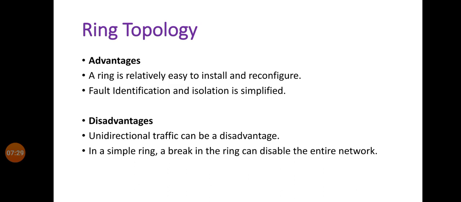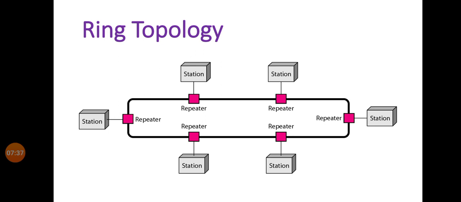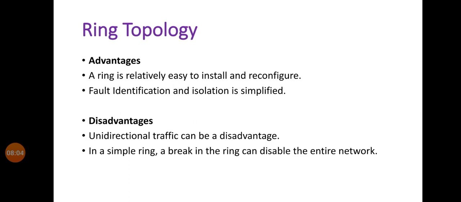Then the disadvantages are, unidirectional traffic can be a disadvantage. So what is meant by unidirectional traffic? Whenever we are transmitting data from one station to another station, the data cable is used to transmit. At the same time, if another system is transmitting, then it increases the data traffic, because we can transmit data in only one direction. We can't transmit data in two directions here. So it will be the disadvantage, that is unidirectional traffic.